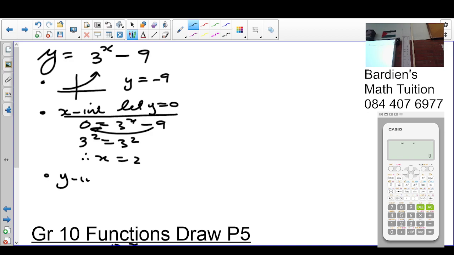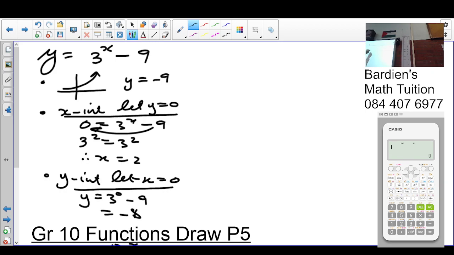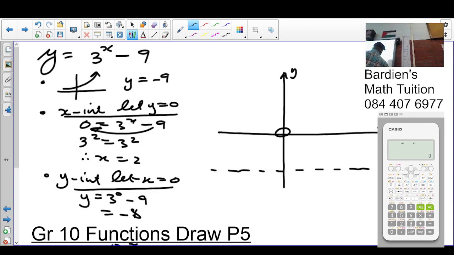Then our y-intercept, what do you do for y-intercept? x equal to 0. So y is equal to 3 to the 0 minus 9, which is negative 8. So this is enough information to draw this graph. Okay, so there's your 0. Horizontal asymptote at y is equal to -9. So we cut at -8. As you know, the graph is increasing, so it comes close to the asymptote, doesn't touch it, and goes through x equal to 2. You all okay with that?